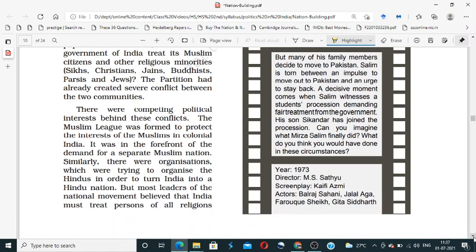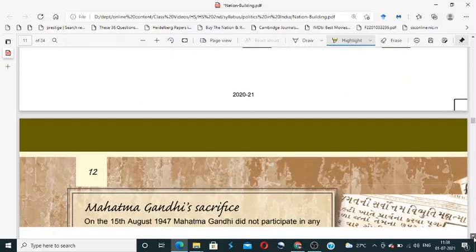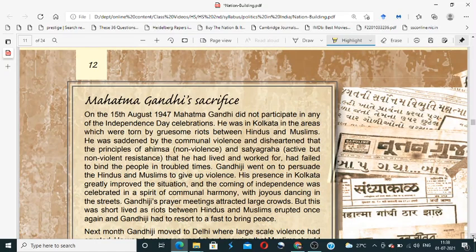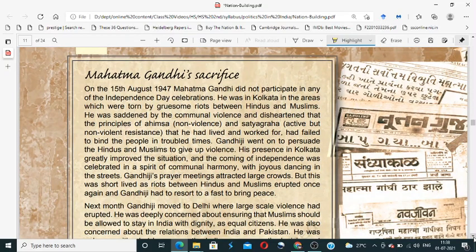So there were competing political interests behind these conflicts. The Muslim League was formed to protect the interests of the Muslims in colonial India. It was in the forefront of the demand for a separate Muslim nation, as I was already telling you. So many people thought that India should be a Hindu nation. Of course, one person of that time did not think on those terms, and he was Mahatma Gandhi.